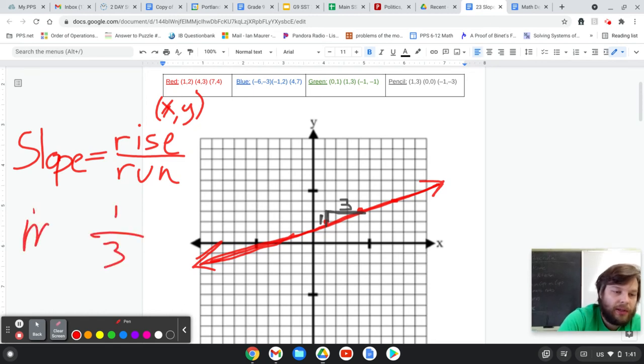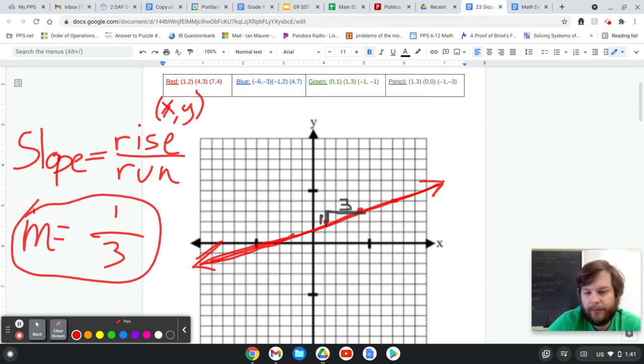We will be using the letter m to stand for slope throughout this unit. So we can say that the red slope, m equals 1/3. By the way, you could have seen that just by looking at our original points and noticing that the y value increased by 1 and the x value increased by 3. But sometimes it's nice to be able to do it visually as well as just with the numbers.